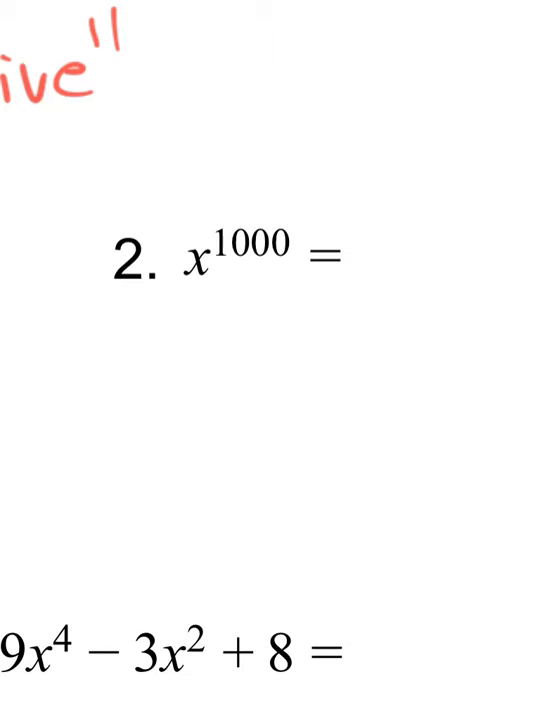Let's look at number 2, x to the 1,000th. That's the same as 1x to the 1,000, even though we don't write it. So the first step, we multiply the exponent 1,000 by the coefficient 1, and that gives us 1,000. And then we take 1,000 and we subtract 1. 1,000 minus 1 gives us 999. Crazy. So the derivative of x to the 1,000th is 1,000x to the 999th.